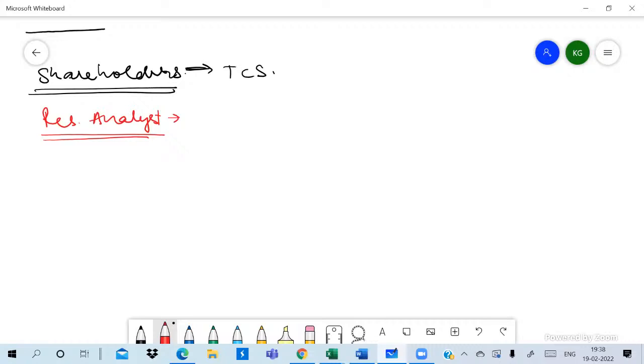If you look at research analysts, there are typically two sides. One is the sell side equity research analyst, and the other one is a buy side equity research analyst. Any idea what you mean by a sell side equity research analyst and a buy side equity research analyst? Anyone who's working with, let's say, a finance company or maybe some investment bank or a consulting firm who has an idea about this sell side and buy side?